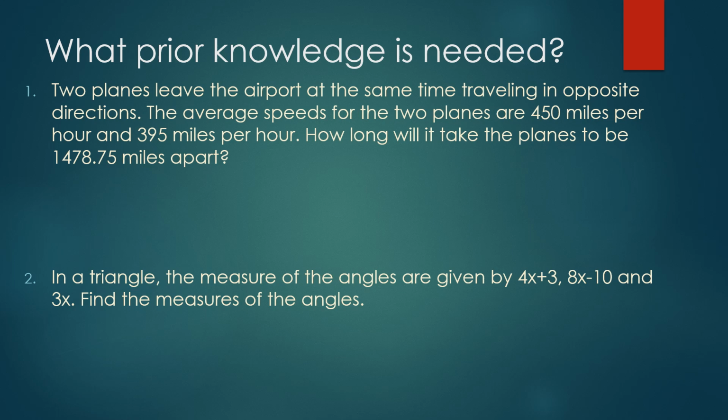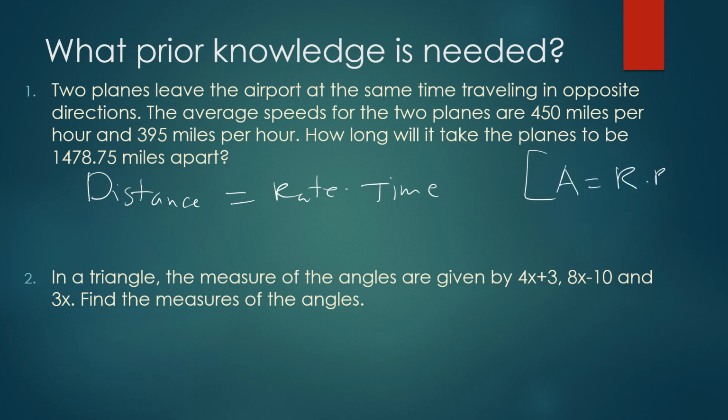You should know from prior knowledge that distance equals rate times time. Now don't be fooled. This is the same relationship as A equals R times B, where the amount is equal to the rate times the base. In this case, the amount is the distance, the rate is your speed, and base is your time.